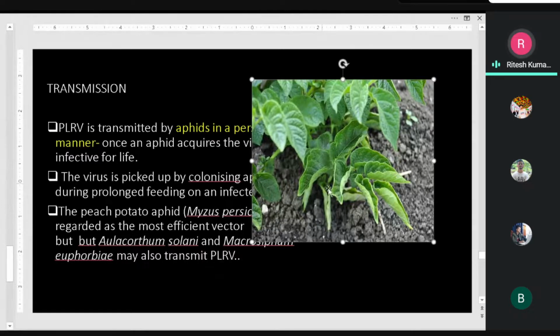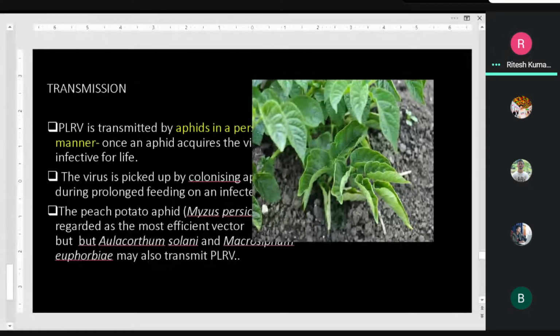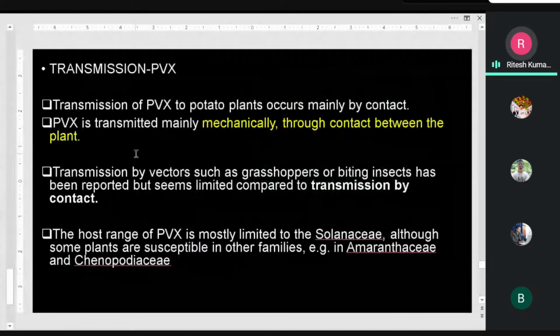Phloem necrosis, venal necrosis, intervenal necrosis, necrosis seen in the veins, necrosis seen in the haulm, those are important things to be considered. PVX transmission is through seed and by contact. They have several host strains. Transmission by vectors is not very efficient.